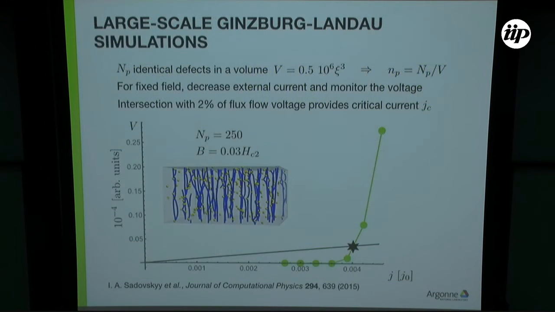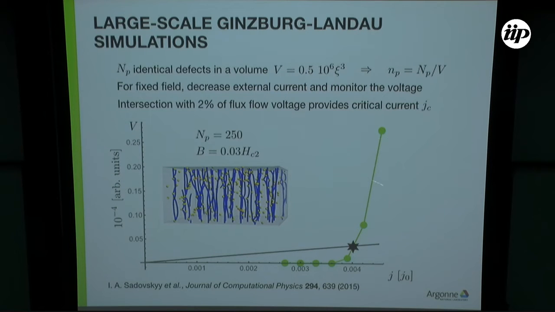So let me spend a few words explaining what we do in the simulations. As I said, we take a big volume, usually 100 times 100 times 50 xi. We put in this volume a certain number of defects. In our case, they are metallic defects, and this defines a density. Then we fix the magnetic field. This more or less tells us how many vortices we have in this system. And we apply a certain current, and at each current value, we monitor the voltage.